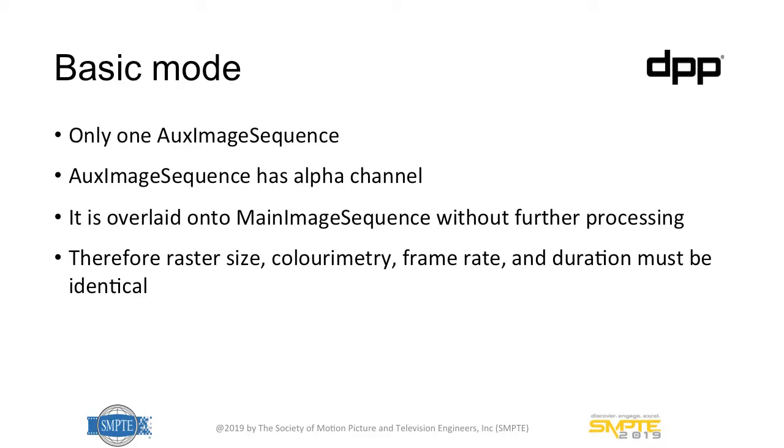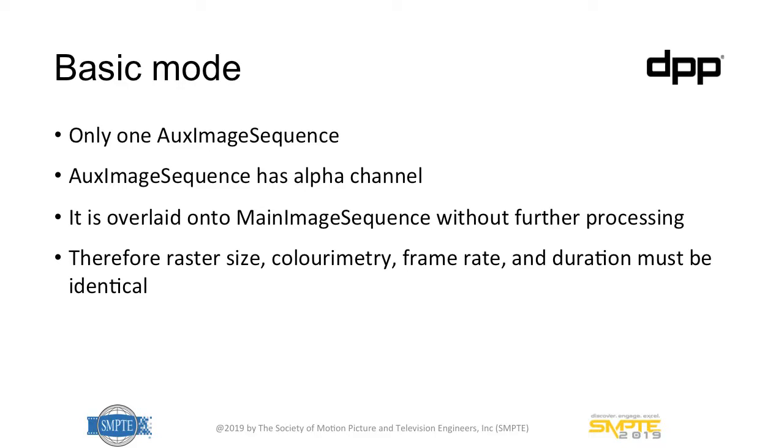And the aux image sequence must have an alpha channel. This means that when you come to composite the aux image sequence onto the main image sequence, it's a really simple keying process. You have the alpha channel there to tell the keyer exactly what to do. And the aux image sequence is overlaid onto the main image sequence without any further processing. So the keyer or the downstream processors will not be resizing or repositioning the aux image sequence.